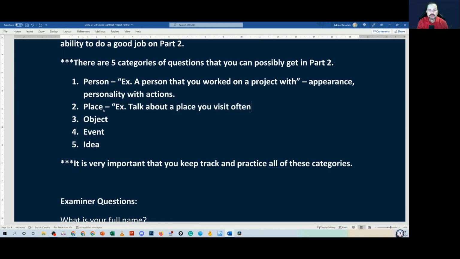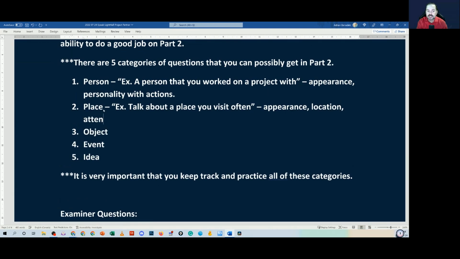When you talk about a place, you have to think about it differently. You have to think about its appearance, what it looks like. You have to talk about the location, where it is. You have to talk about the attendees, the people that go there. You have to talk about the activities that happen there. And then you have to talk about your experience.